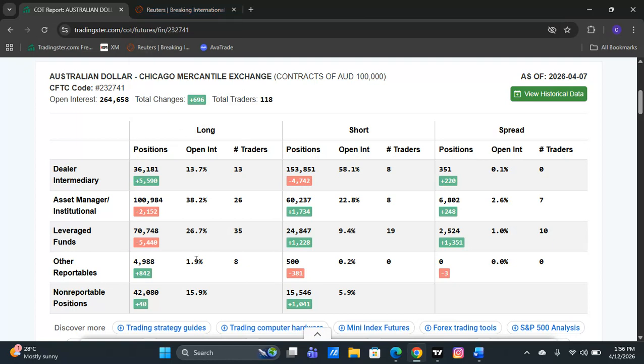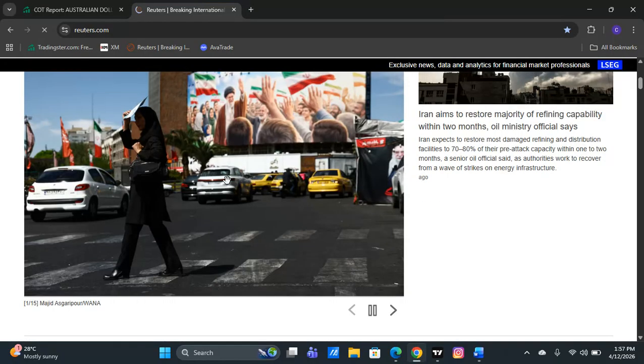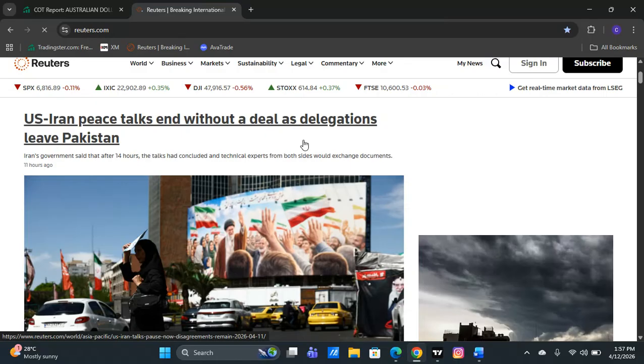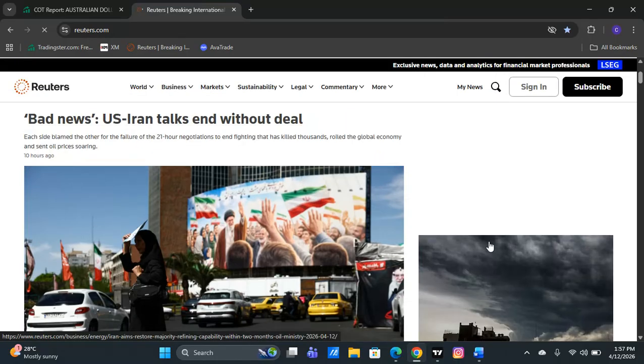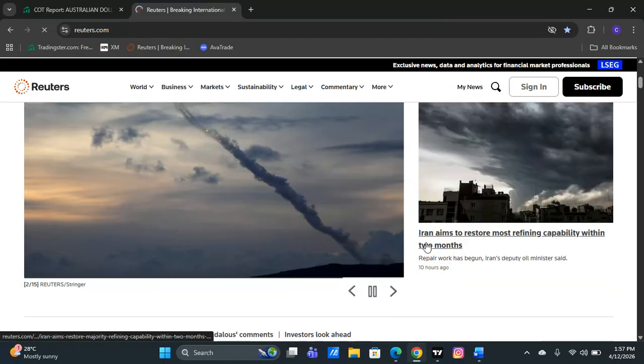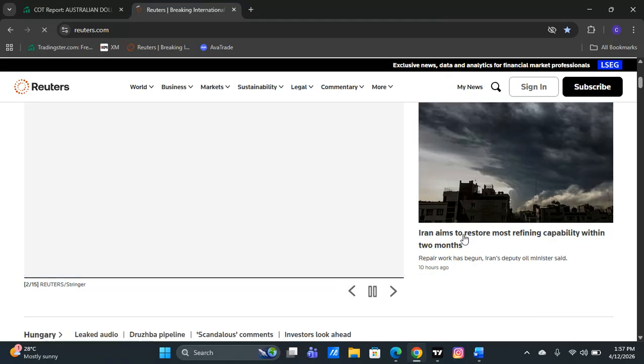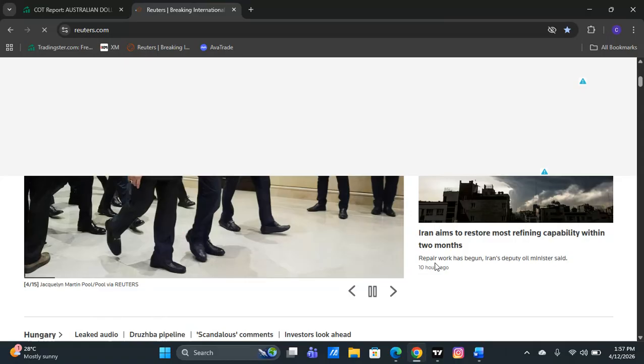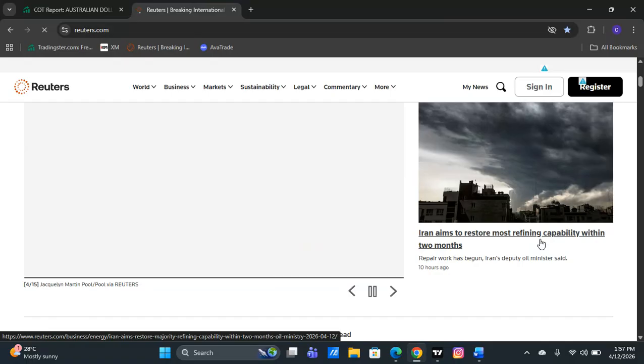So if you want to know what the hedge funds are doing and what the important people are saying, you can also look into Reuters. This is Reuters: U.S., Israel talks without a deal. Delegations. So you need to look into the geopolitics side to understand what will happen in the future to the oil market and the commodity currencies. Now, this is Iran aims to restore most refining capability within 2 months, and all of those things.